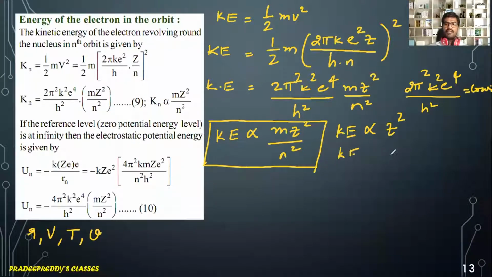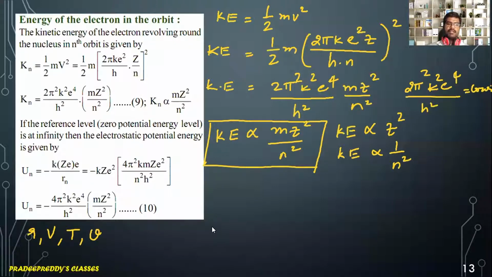Similarly, kinetic energy of an electron is inversely proportional to the square of the principal quantum number. As n value increases, kinetic energy decreases. It means that the electron in the orbit closer to the nucleus will have greater kinetic energy than the electron in a farther orbit. So in the valence orbit, the electron will have some kinetic energy which is less than the kinetic energy of the electron revolving in the closer paths. That is the equation for kinetic energy.